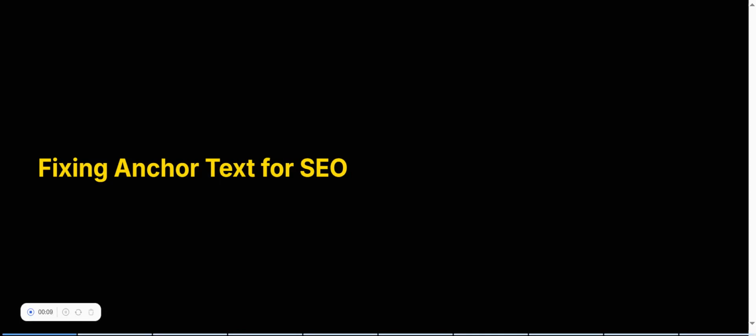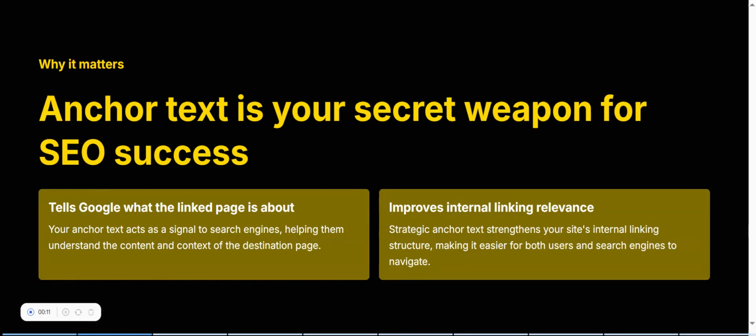Now, the first thing before we dive into the fixes, we need to discuss the importance of anchor text. Basically, I'm here to tell you that your anchor text is your secret weapon for SEO success for two major reasons, and I'm sure there's more, but just these two should be okay. It tells Google what the linked page is about.